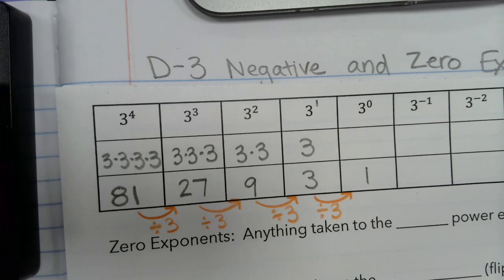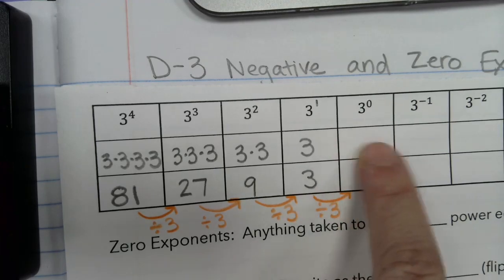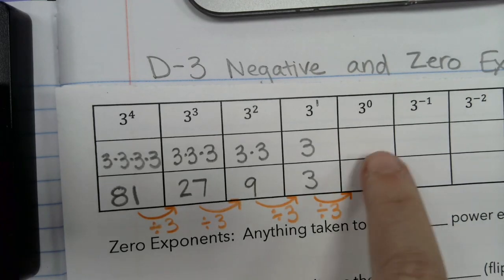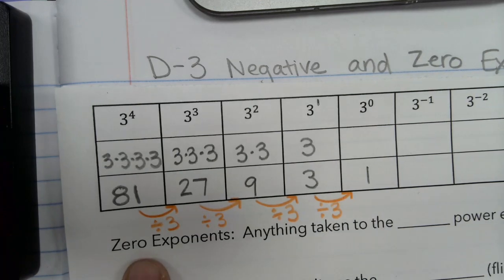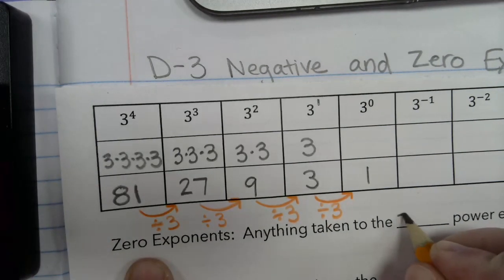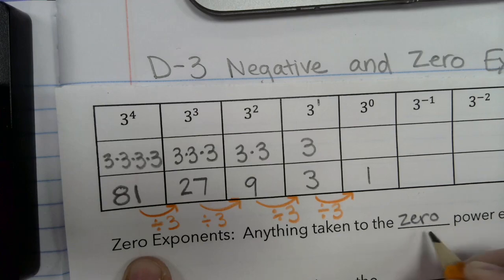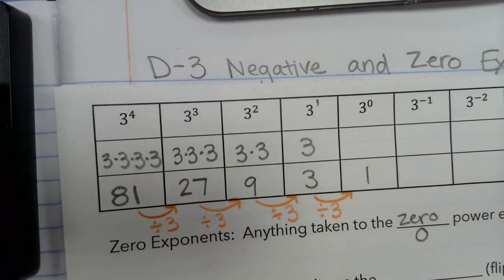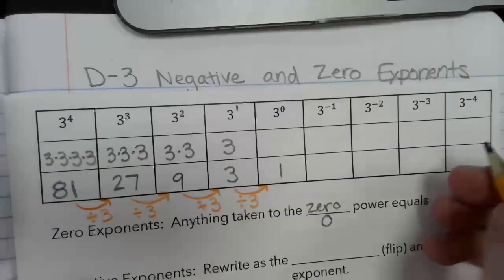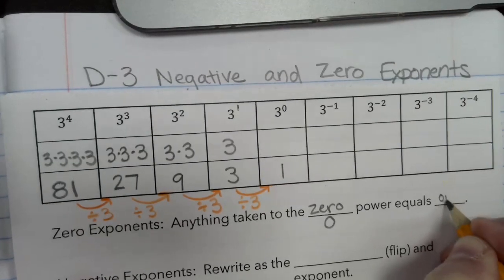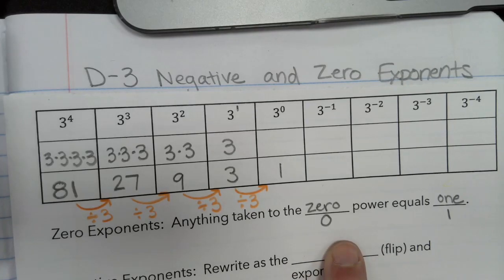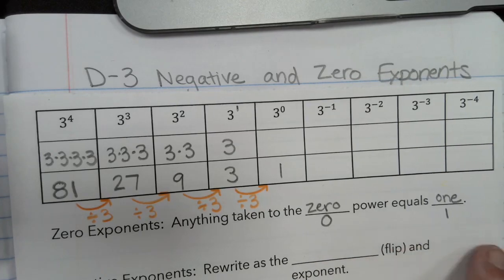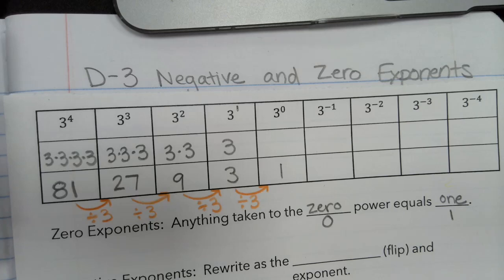Another way we can think about it is that there's no 3's here. So what number is always kind of secretly hiding? A 1. Okay, so our 0 exponents, anything taken to the 0 power is always equal to 1. Anything taken to the 0 power equals 1.